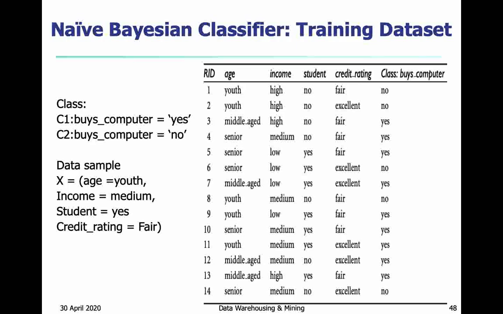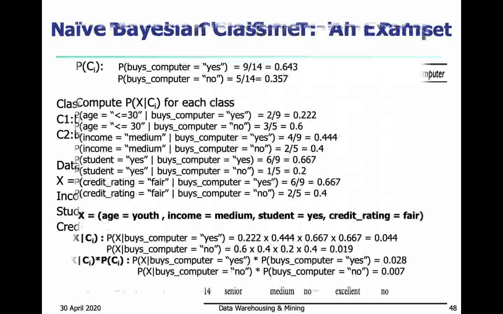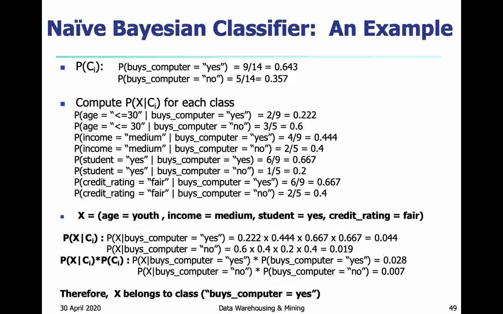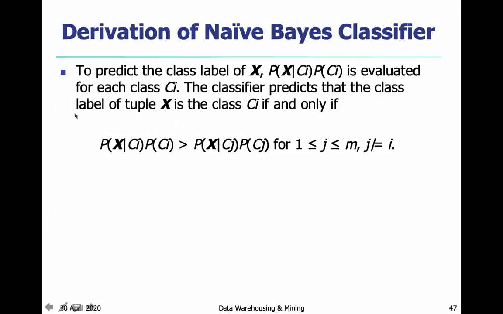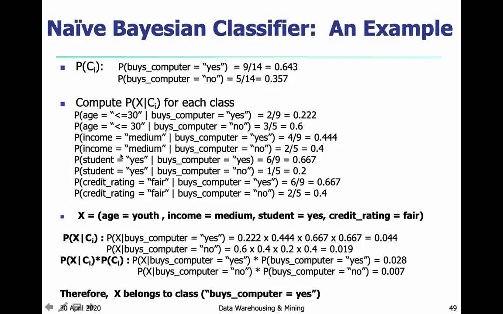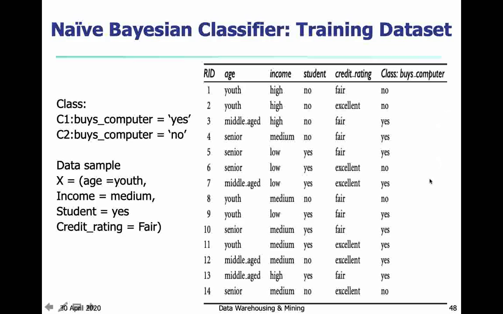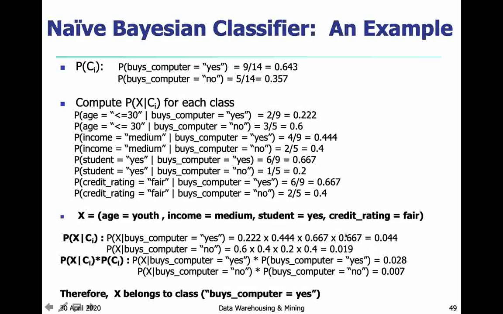Okay. So we need to maximize this one, right? I need to find the value of this. So first, we will find the P(Ci). This is the prior probability of each class. According to this, there are 9 yes and 5 no. So this is 9 by 14 and this is 5 by 14. Clear?